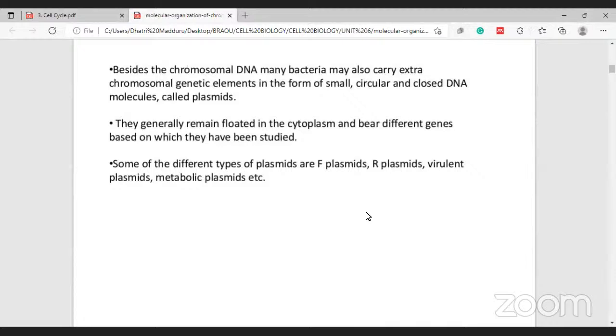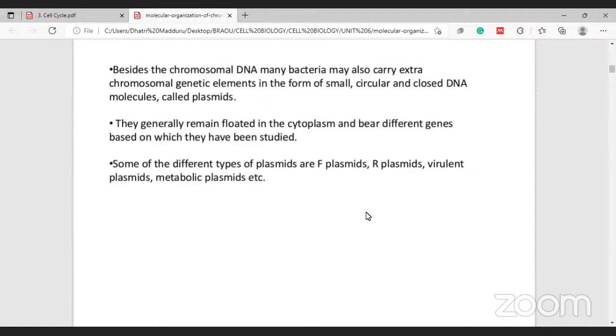That comes under biotechnology, that is recombinant DNA technology. And so these plasmids are utilized in biotechnology. They generally remain floating in the cytoplasm and bear different genes, based on which they have been studied. And different types of plasmids are there.